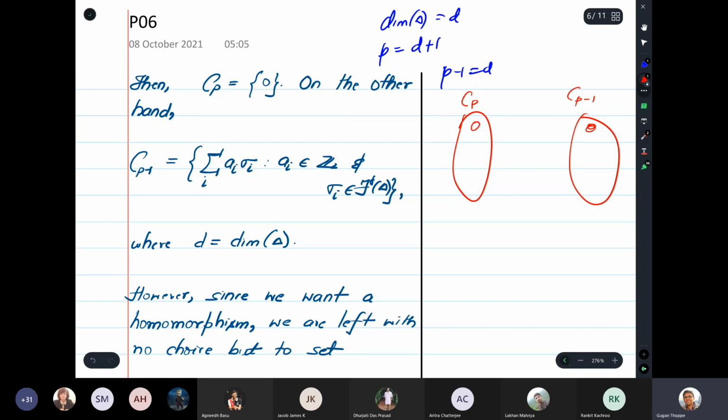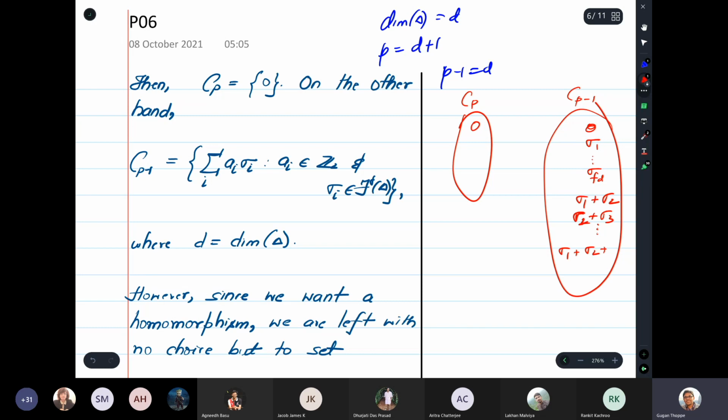So we have 0, we have, let's say, sigma 1 through sigma fd, and we have these different combinations, that is sigma 1 plus sigma 2, sigma 1 plus sigma 3, and so on. And finally you have this big d chain, which is sigma 1 plus sigma 2 plus so on, plus sigma fd. Right, so in this way I'm covering all possible d chains that one can construct. Okay, so these are the different d chains.